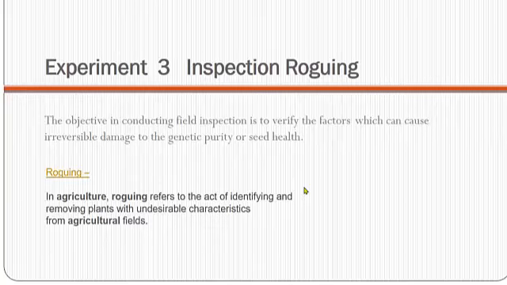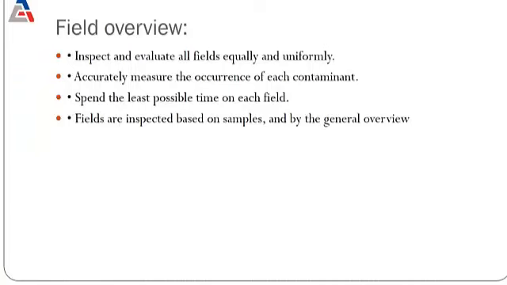Okay, now why is this clear? So roguing in agriculture, roguing refers to the act of identifying and removing plants with undesirable characteristics. So we'll identify which plant, what are undesirable crops, and we'll see what the field inspection is. The objective of inspection is to inspect and evaluate all fields equally and uniformly, right?